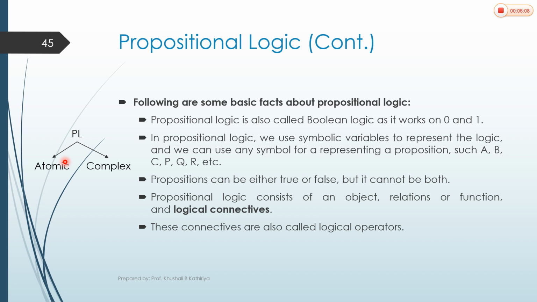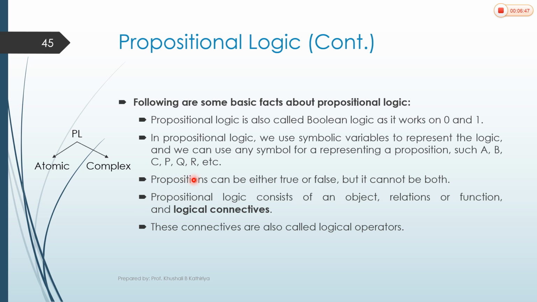Atomic sentences are like: the sky is blue, it is Sunday, today is a holiday. This kind of sentence is an atomic sentence. The other type is complex. Complex means we have more than one sentence, like: today is Sunday, so this day is a holiday. If we have multiple sentences, then it is complex, and if we have one sentence, then it is atomic.